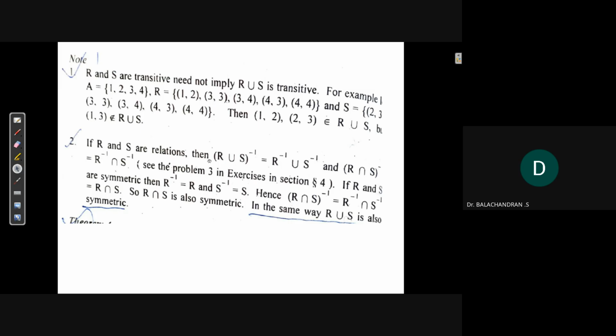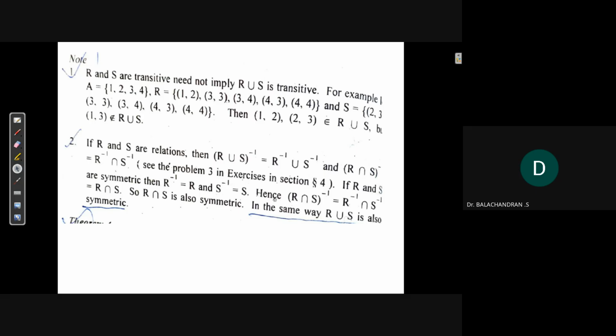Actually, there is an exercise problem 3. In the exercise problem, they will first show that (R union S) inverse equals R inverse union S inverse, and (R intersection S) inverse is equal to R inverse intersection S inverse. Suppose R and S are symmetric. R is symmetric means R equals R inverse, and S is symmetric means S is equal to S inverse.